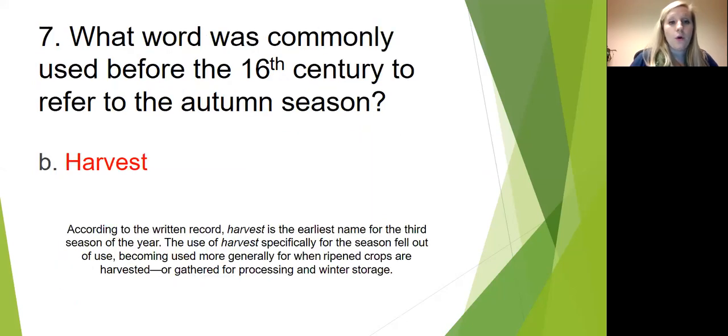Question 7. What word was commonly used before the 16th century to refer to the autumn season? And the answer was B, harvest. According to the written record, harvest is the earliest name for the 3rd season of the year. The word harvest eventually came to be more popular as referring to ripened crops.